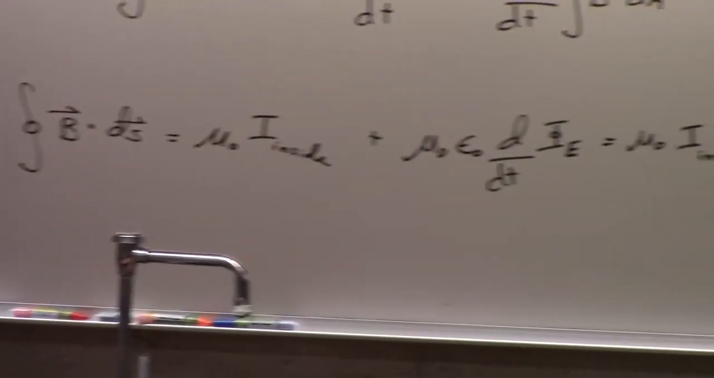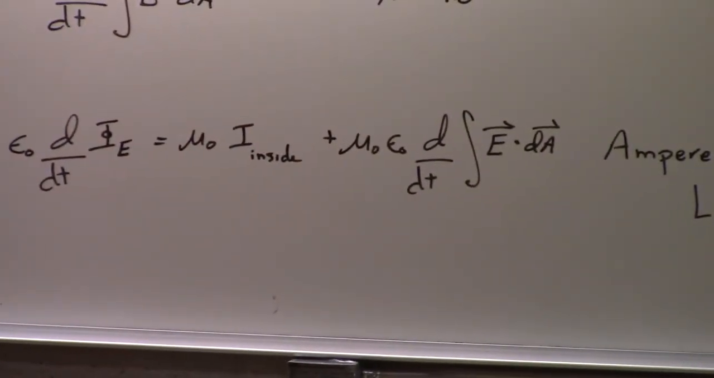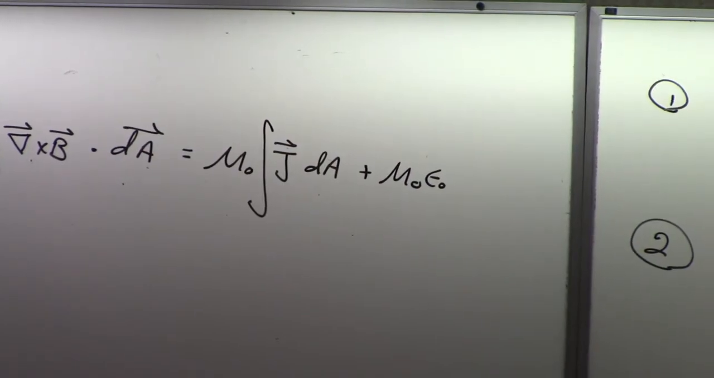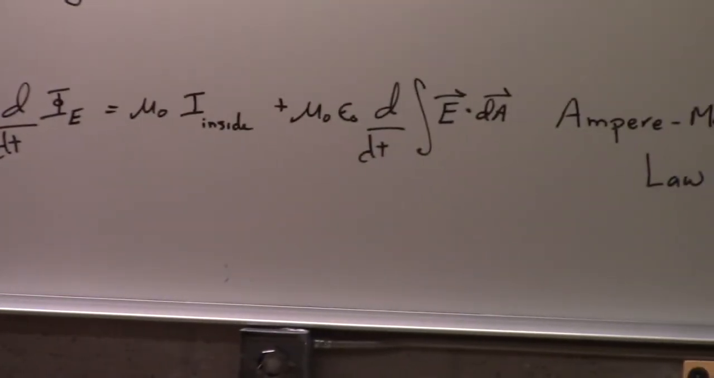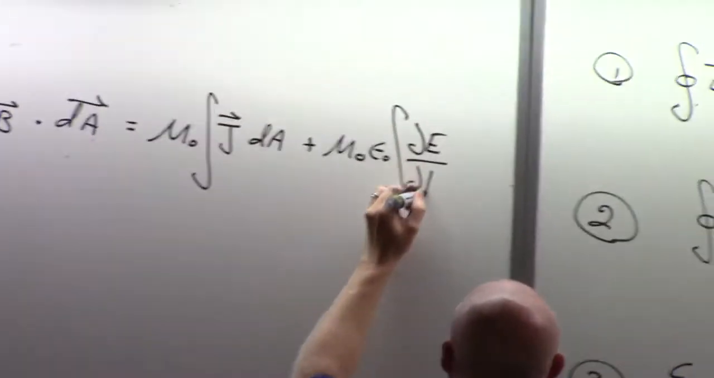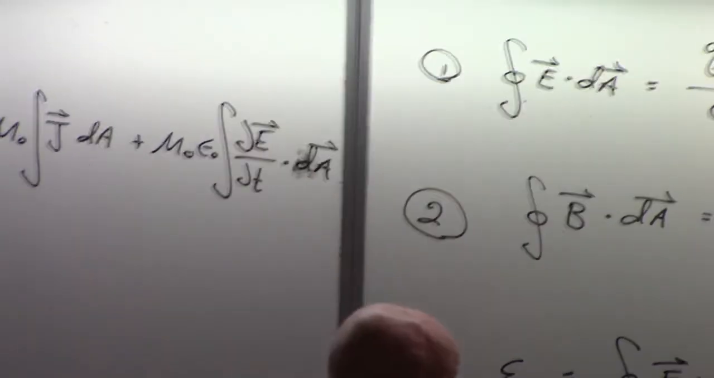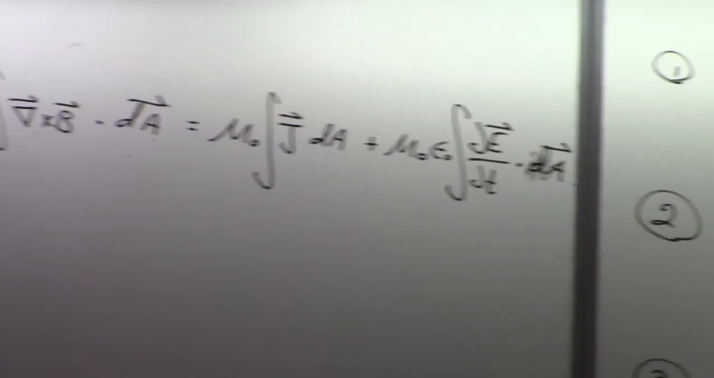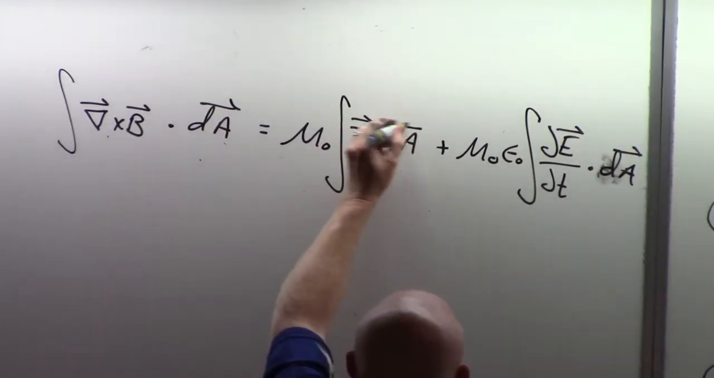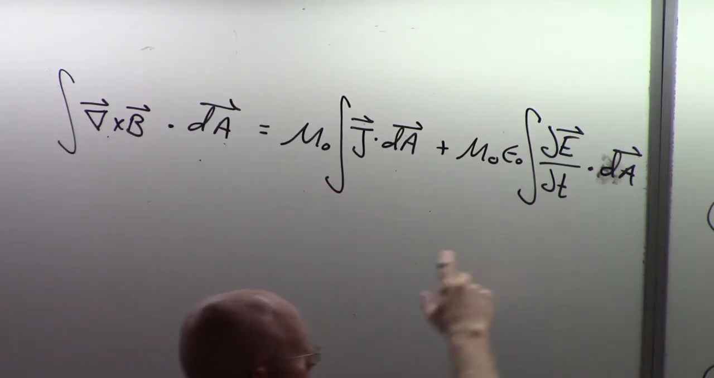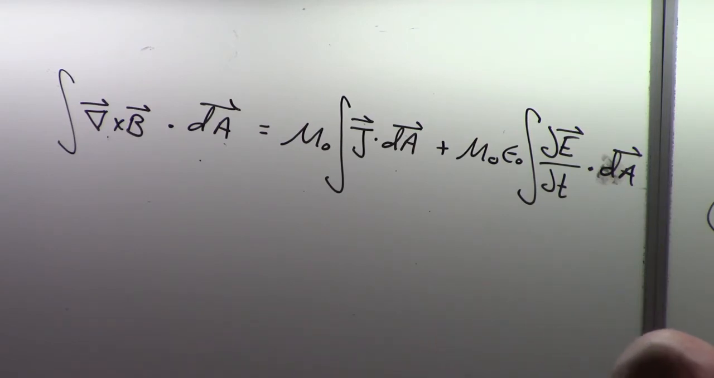And then if I continue on with this one, which is mu naught epsilon naught, and I play that same game where I put the derivative inside, this then becomes the partial of the electric field with time, dA. I think I can just squeeze it in here. Then you will notice that every term in this equation now has an integral over the area that was enclosed by the path that we would have called an Amperian loop if we were doing it in the integral form.